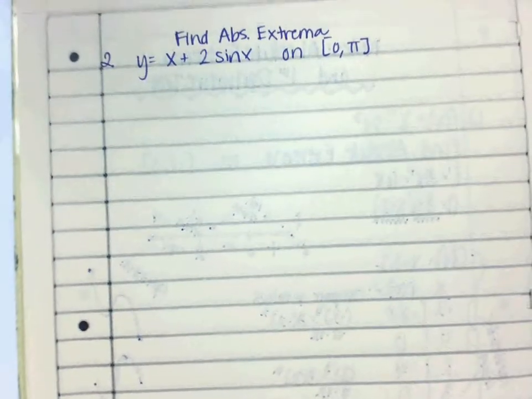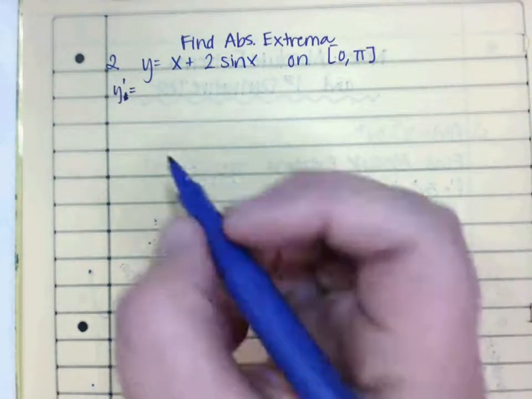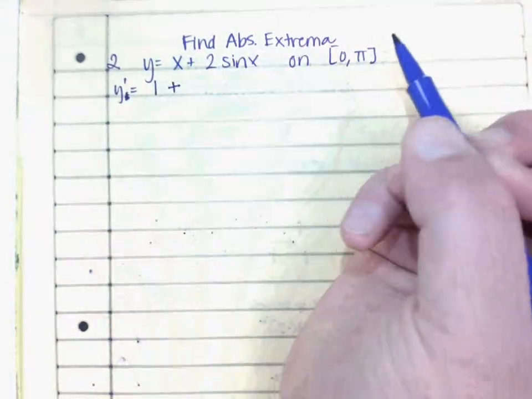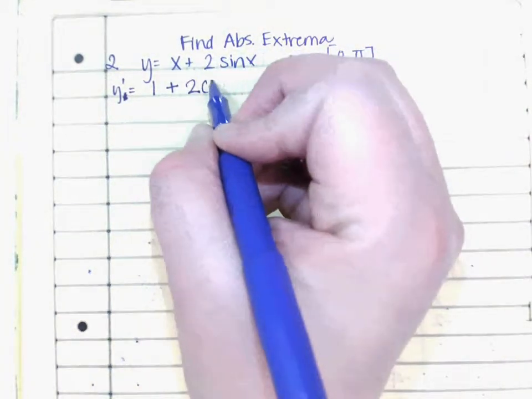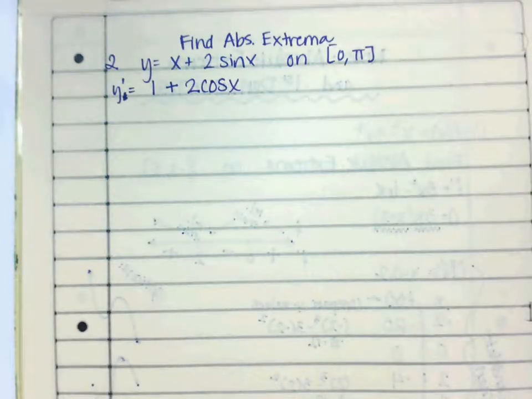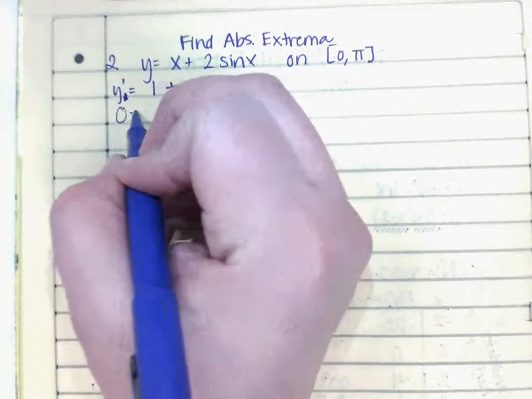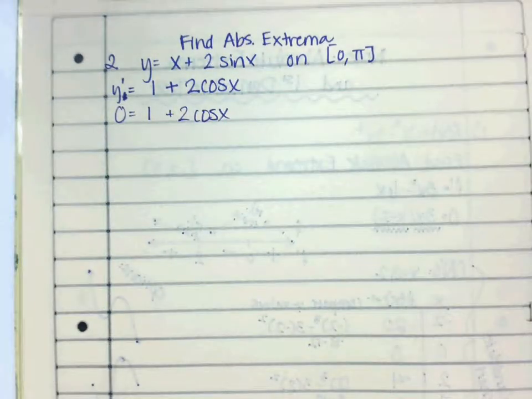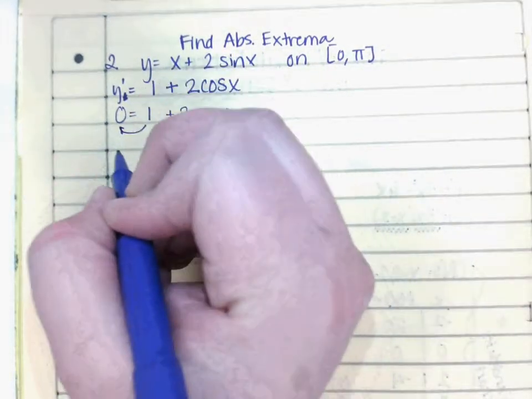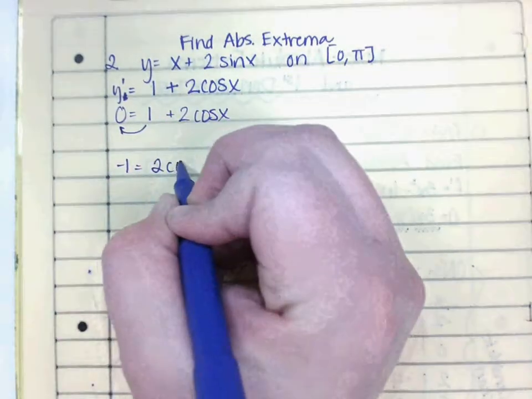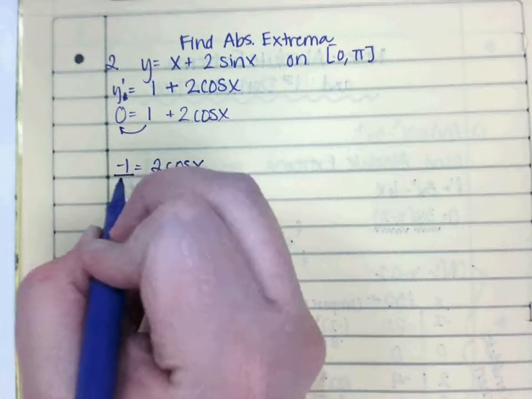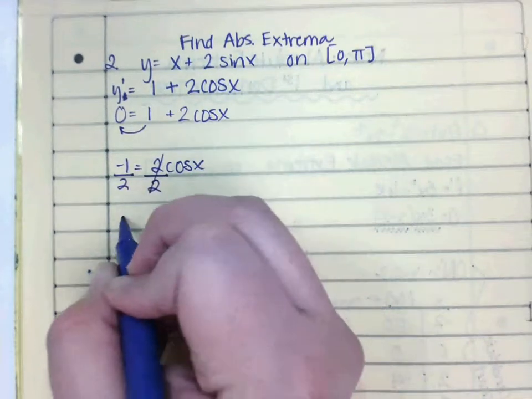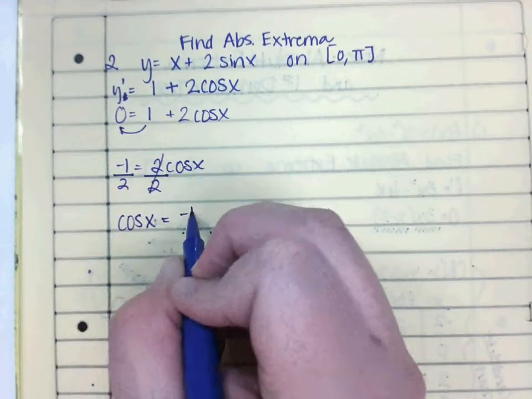Okay, what do I do first? Take the derivative. Y prime equals. What's the derivative of that? 2 cosine x. Then from there I set it equal to 0. Okay, then from there I need to solve, so I'm going to subtract the 1 across. Now it's a negative 1 equals 2 cosine x, then what? Divide by 2, so I know that cosine x needs to equal minus a half.